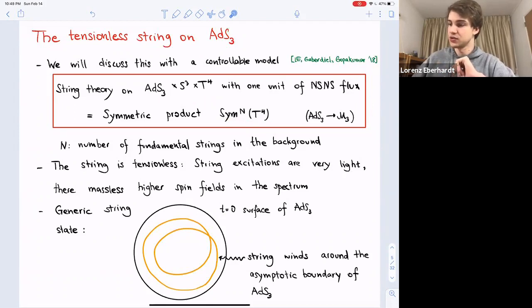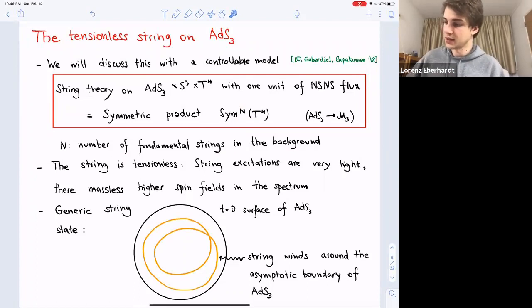And so what I will do is to replace this AdS3 factor in a second by some other 3-manifolds, consider the string theory on more general manifolds and try to sum over them. But let's first explain some aspects of this correspondence. First of all, there's a number n that appears here, which is the number of fundamental strings in the background. You can think of this as some F1-NS5 brane system, and there's one NS5 brane and some number n of fundamental strings.